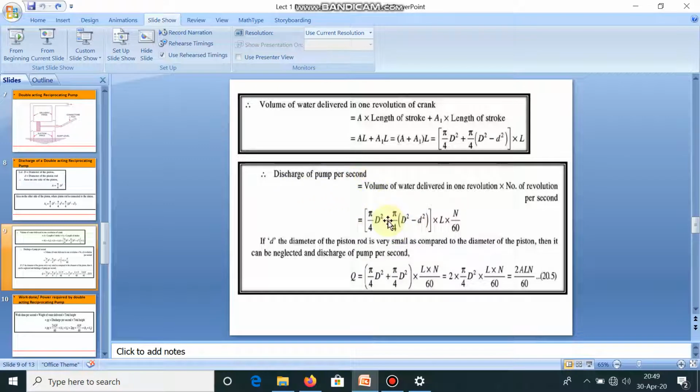Now if the diameter of the piston rod becomes very small, in some cases it can be neglected. So when small d becomes 0, we'll be getting twice of pi by 4 D square. So the formula of discharge becomes 2ALN upon 60. From this expression, it is clear that the discharge in a double acting reciprocating pump is twice the discharge from a single acting reciprocating pump.